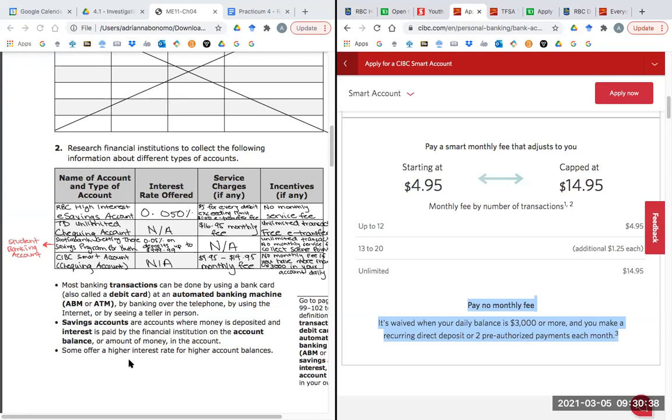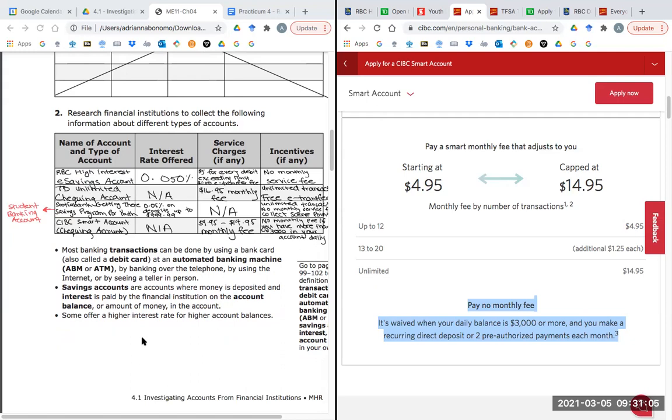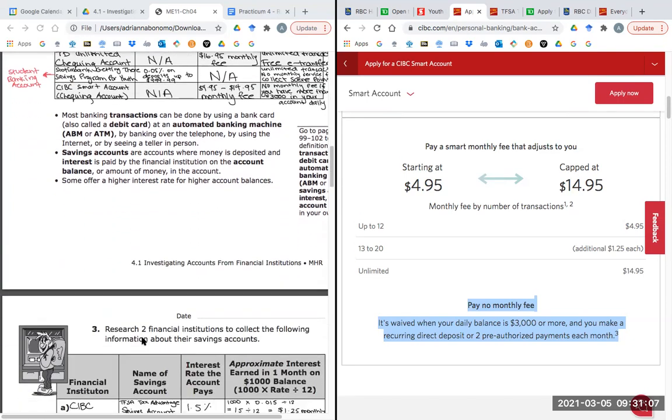Savings accounts, like we've already discussed, are accounts where money is deposited. Deposited means money is being put into the account, and interest is paid by the financial institution on the account balance, or amount of money in the account. So you put money into that savings account, the bank will pay interest. So a percentage of the amount of money you put in, they'll add on top of the amount you already have in your account. So it's like you're making money in a way. Some offer a higher interest rate for higher account balances.